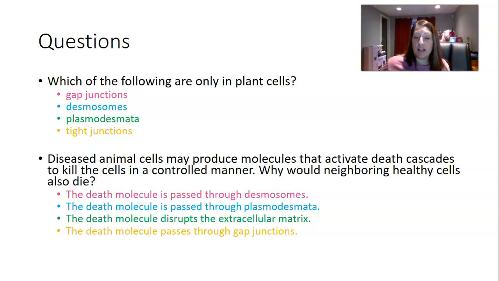So hopefully you answered yellow. That death molecule could make it through a gap junction if that gap junction is opened, and therefore neighboring cells could die as a result of that.